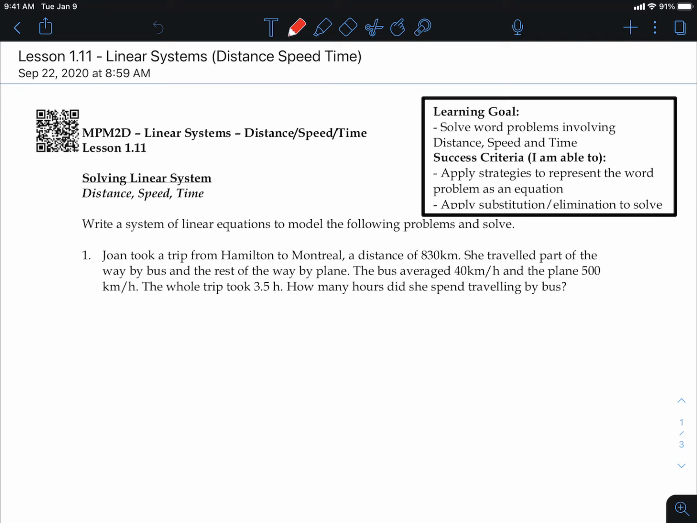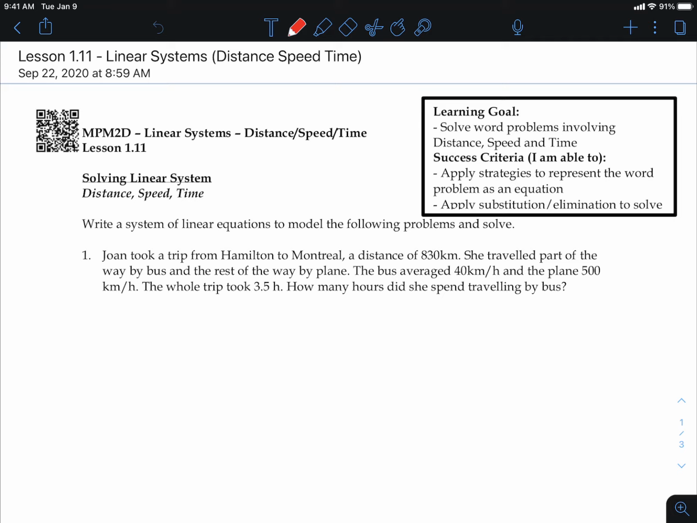Okay. She traveled part of the way by bus and the rest of the way by plane. The bus averaged 40 kilometers per hour, and the plane 500 kilometers per hour. Planes travel fast. The whole trip took 3.5 hours. How many hours did she spend traveling by bus? Is the question. Only by bus. Not really worried about how much by time, really.